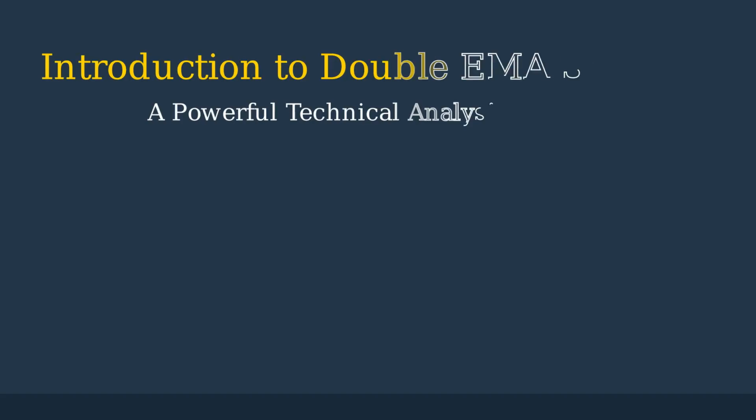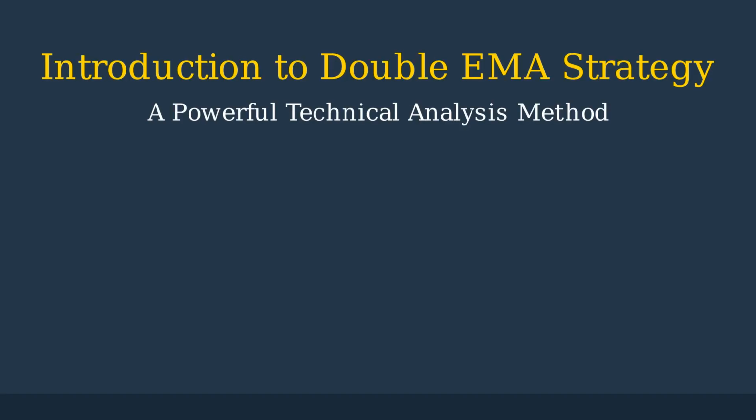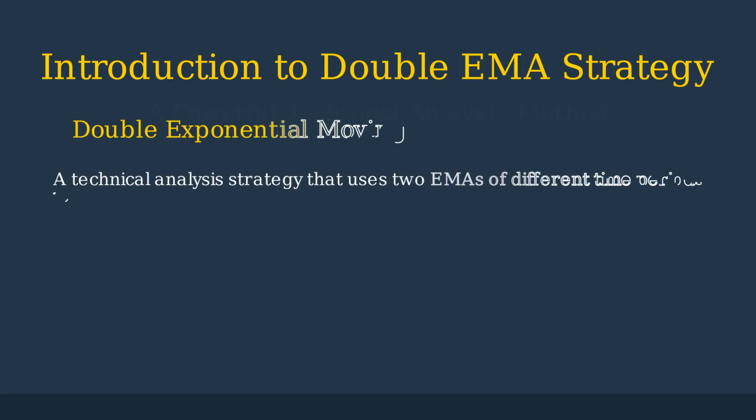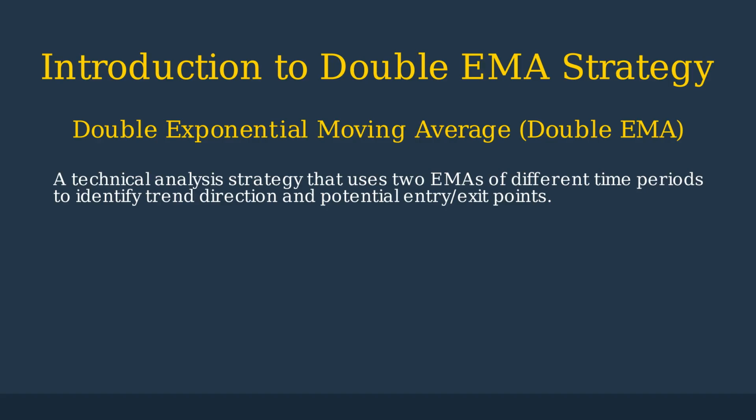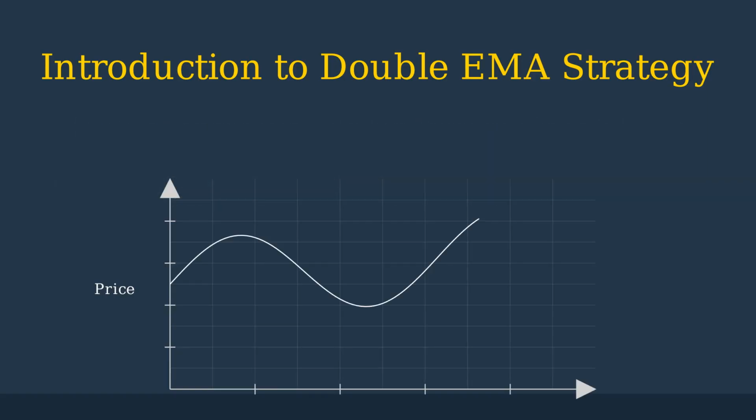Welcome to the introduction of the double exponential moving average strategy, a powerful technical analysis method used by traders worldwide. The double EMA strategy uses two exponential moving averages of different time periods to identify trend direction and potential trade opportunities. Let's visualize how this works on a price chart.